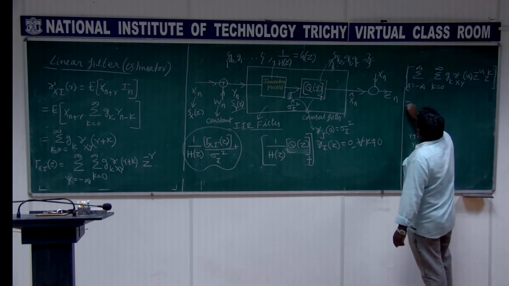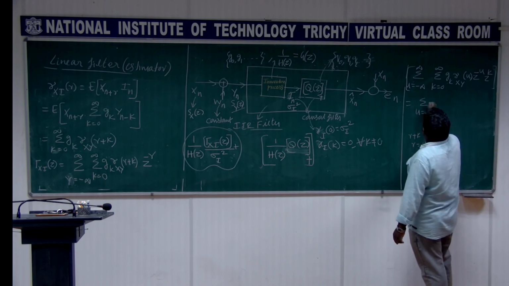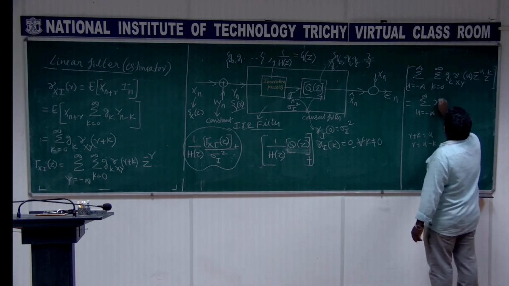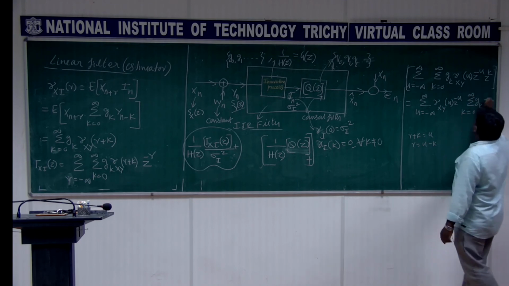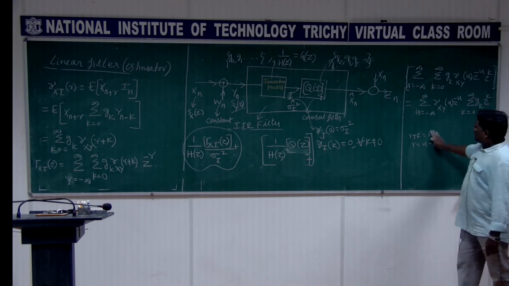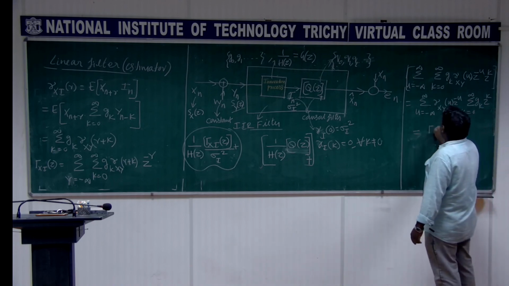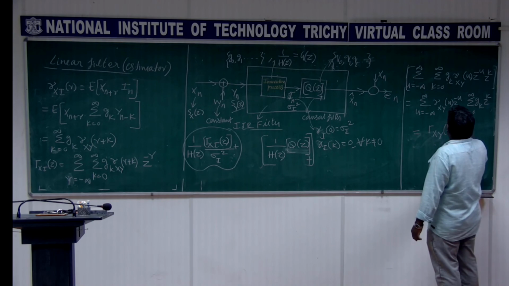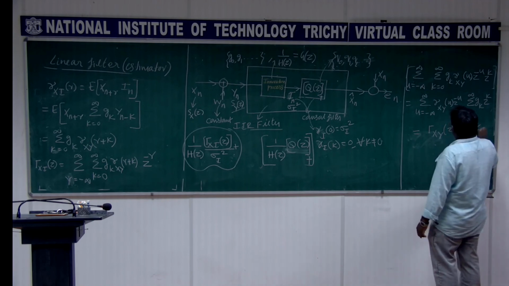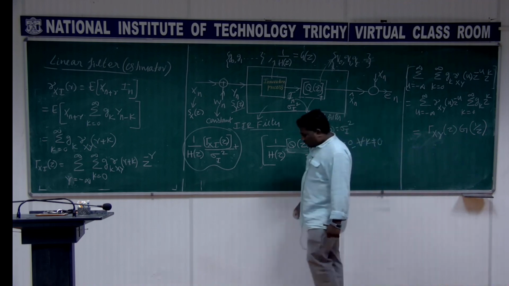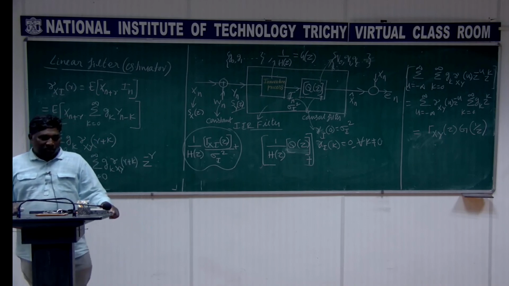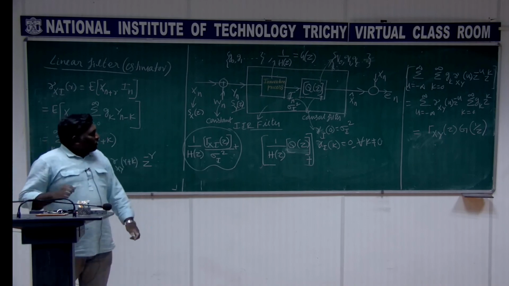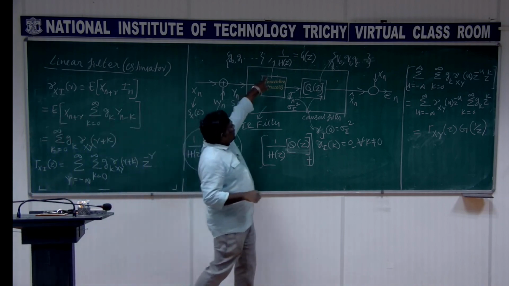So you can write this as two sigmas: one is u equal to minus infinity to plus infinity, gamma xy of u, z power minus u, is one term, and the other term is k equal to 0 to infinity gk z power k. So you get gamma xy of z, and then g of 1 by z, that is, z power minus 1 replaced, and that is what you get. But we know how g of z and h of z are related.